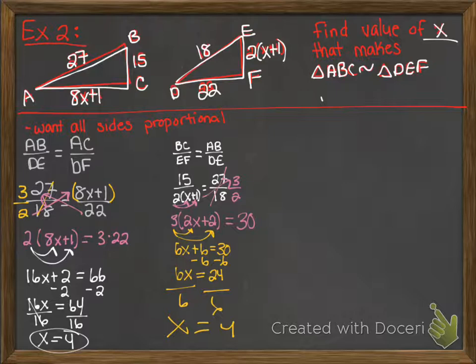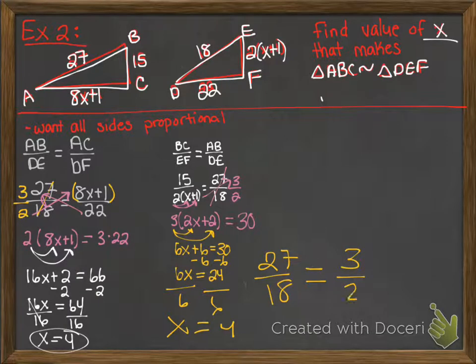Y'all stop. I need it silent for what I'm about to say. If I went in and plugged in x here, we get what? 24 plus 1 is 25? No, 32 plus 1 is 33. If we simplified 27 over 18, gave us what?